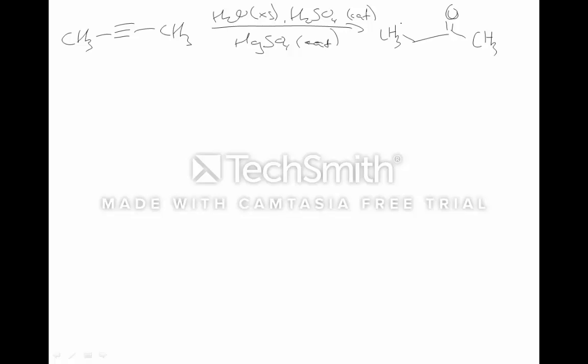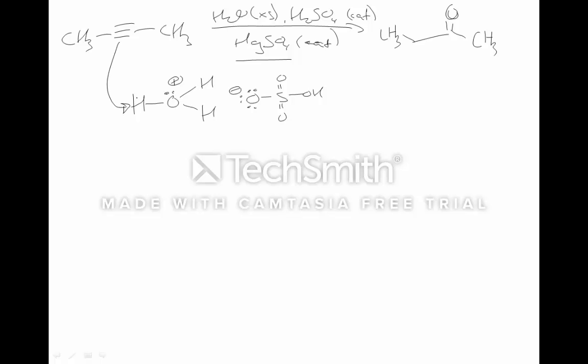All right. So what I'm going to say is this is a spectator mechanistically, HgSO4. What do we know happens when you mix water and sulfuric acid? You get H3O+. We've seen that before. Sulfuric acid is a very strong acid. It's going to give up its proton and form H3O+. I've said this before, but I want you to recognize this is still a good acid. This is the active acid.